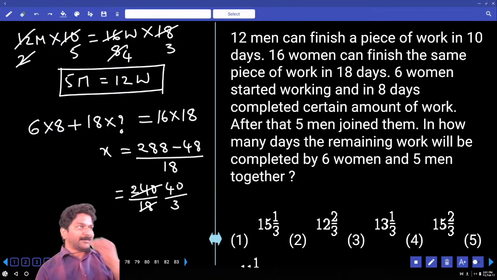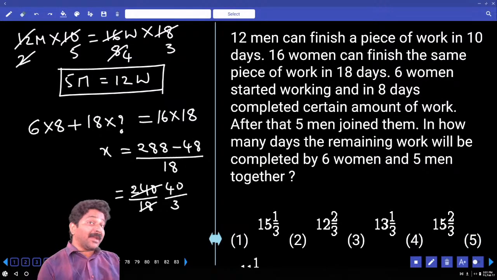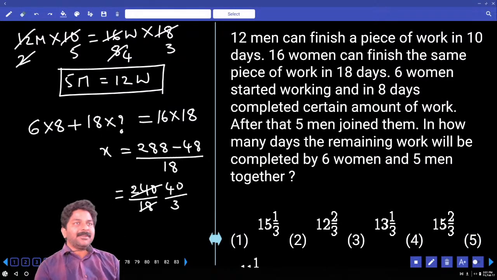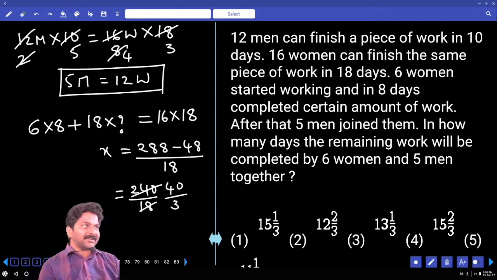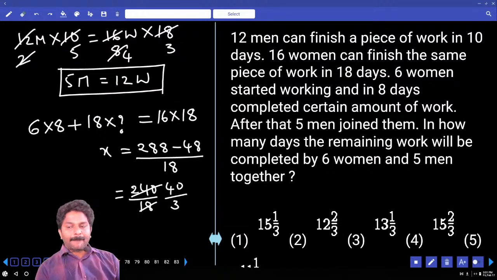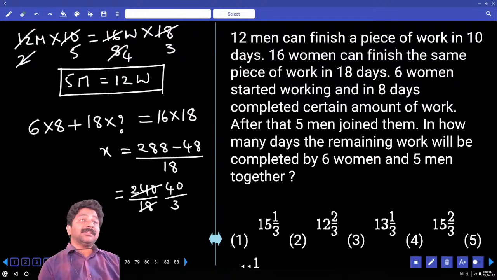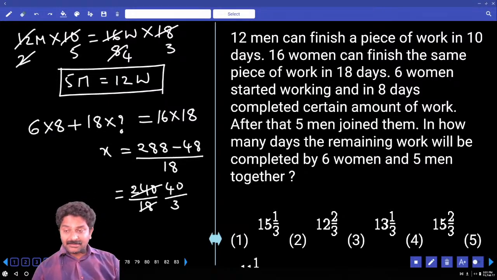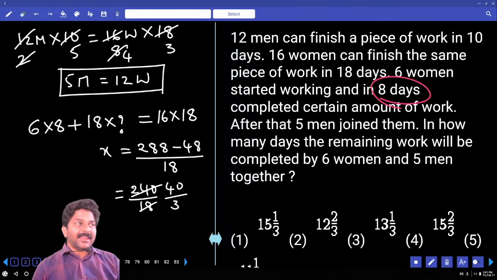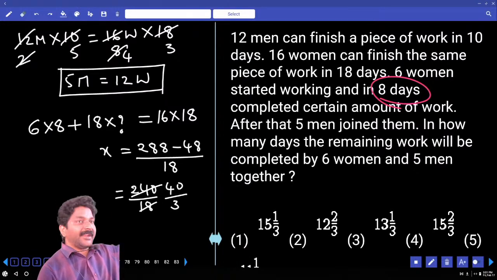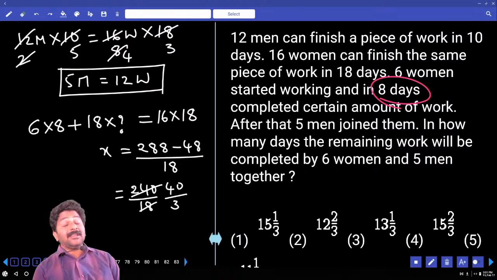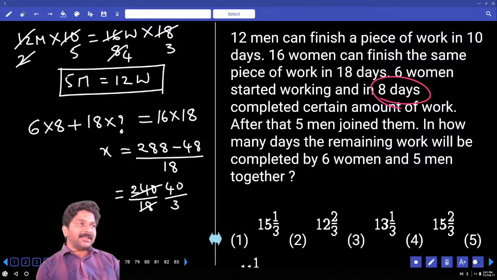Third option is the answer. The question is about the remaining work only, the time taken by them to complete the remaining work. If it is about the total work, to complete the total work we also need to consider 8 days. First 8 days are already over, then 13 1 by 3. Then the total work is done in 21 1 by 3 days.